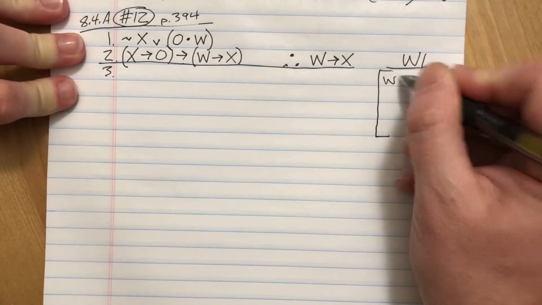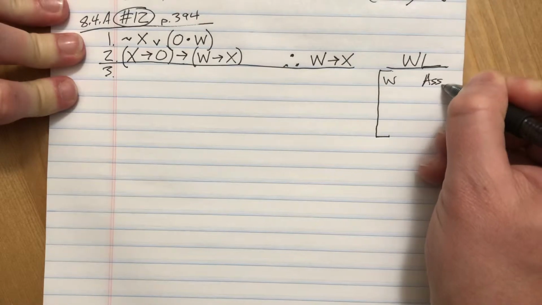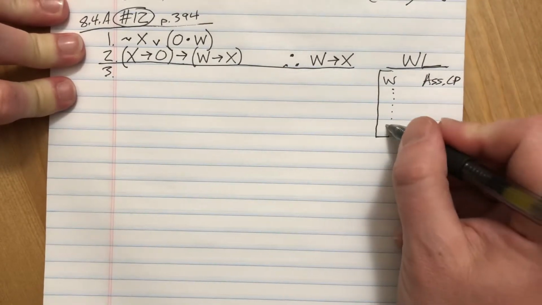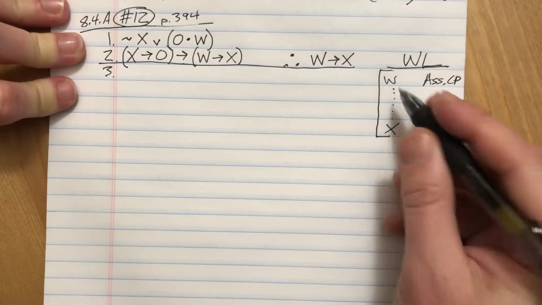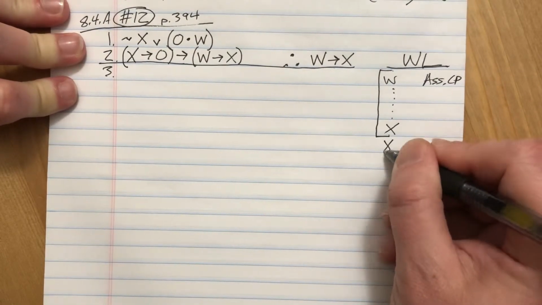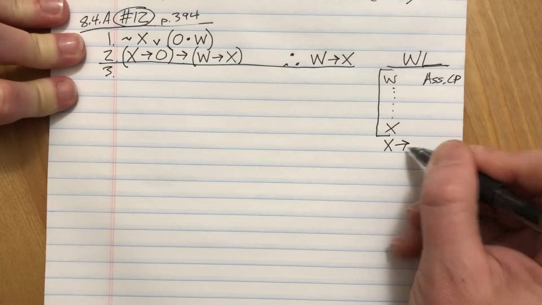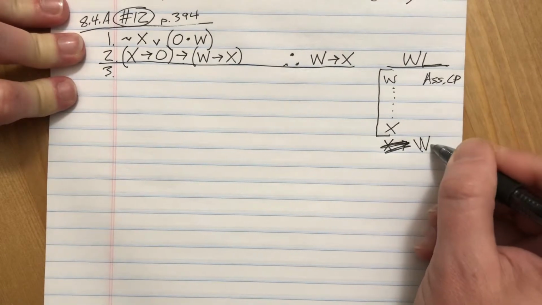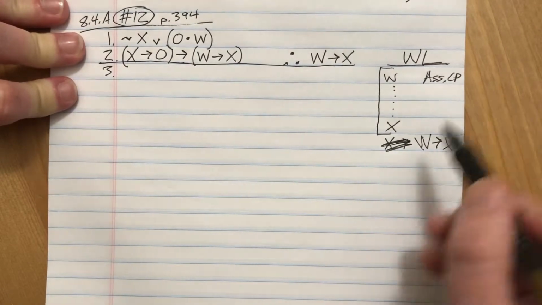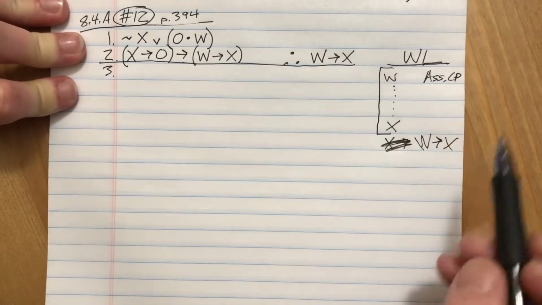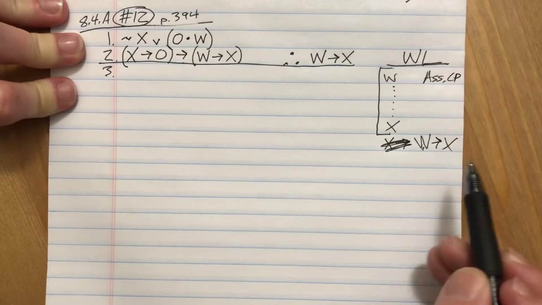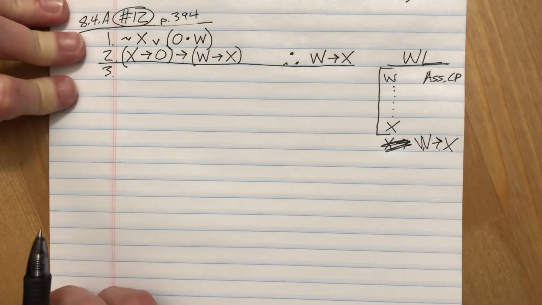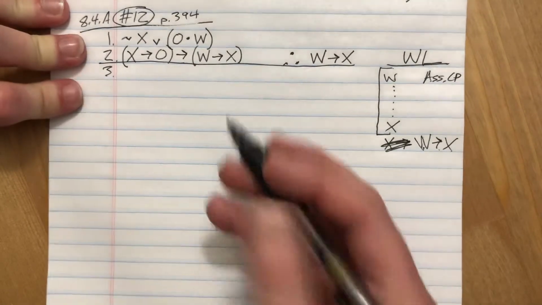is we would assume W, and then somehow we're going to try to get X, and then by the rules of conditional proof, we could write if W then X. First line, arrow, last line. So let's try to do that.